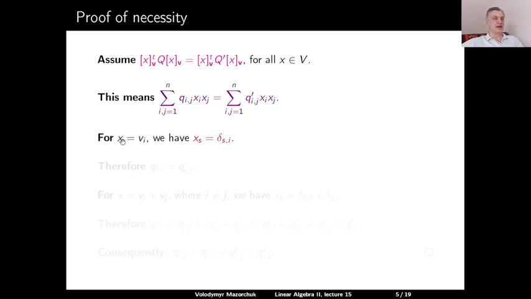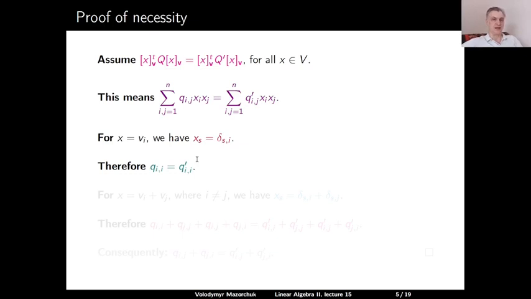So now let us take x to be v_i, so one of the basis vectors. Then the coordinates of this vector in our basis are all of them 0 except the coordinate number i, which is 1. So the element x_s here would be equal to 0 if s is not equal to i, and it would be equal to 1 if s is equal to i. And then the left-hand side gives us q_ii, and the right-hand side gives us q_ii prime. So the diagonals of both matrices coincide.